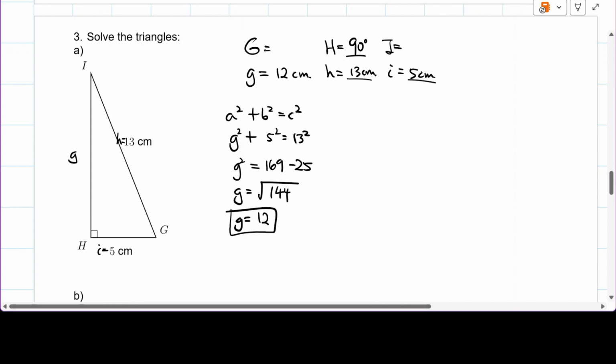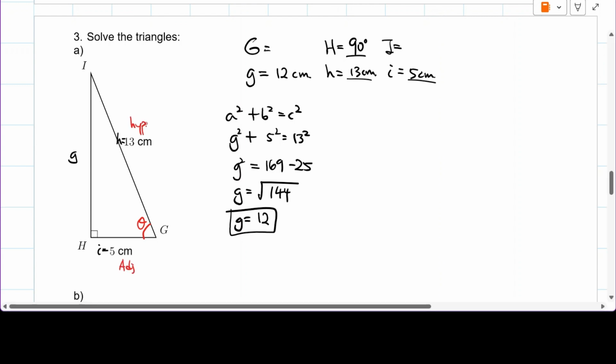Now let's find the other angles, the G and I angle. I'm going to find the angle G first. Now, if we look at it from the perspective of G, we know that the side I and the side H are the values that I know already. The side I is the adjacent side, and the side H is the hypotenuse.